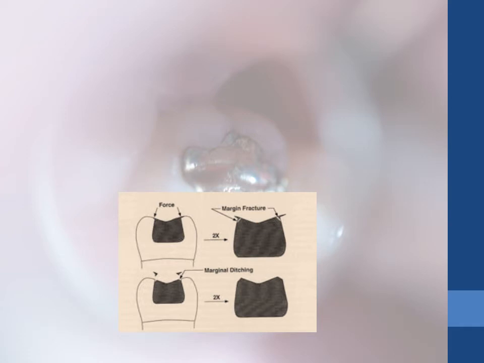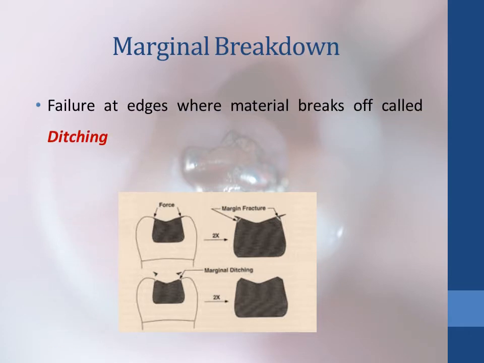This is what marginal breakdown is. So the forces are being applied on the tooth at the margin, and because they are brittle in weak sections, it leads to marginal fracture. And what is ditching? Basically, when from the margins, the amalgam gets fractured, or it gets worn off. So basically, from the center, it starts ditching or moving inwards, and ultimately, this filling fractures, and it leads to the failure of the restoration. Failure at the edges where the material breaks off is called marginal fracture.